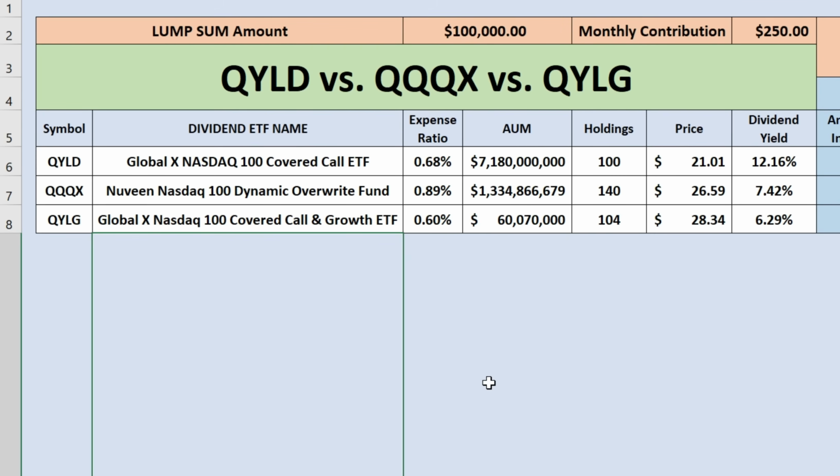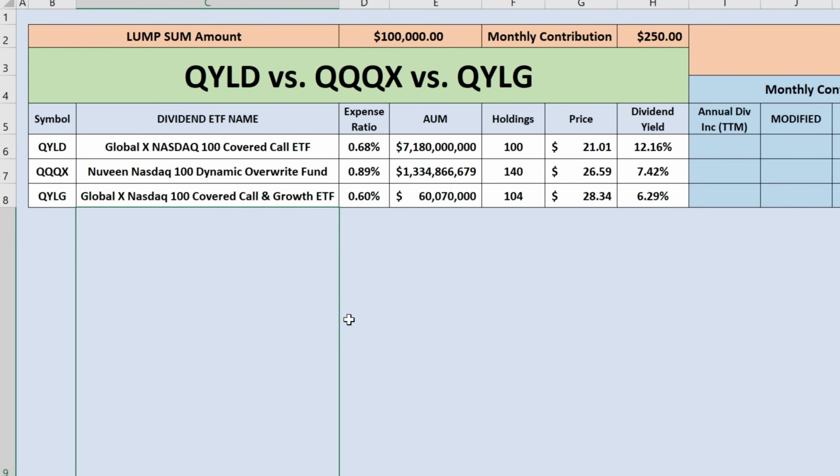All right, guys, so here's the spreadsheet. We've got QYLD, QQQX, and QYLG. We've got the respective expense ratios, assets under management, the number of different holdings, the price per share, and the current dividend yield.